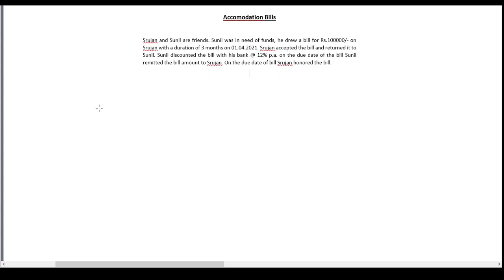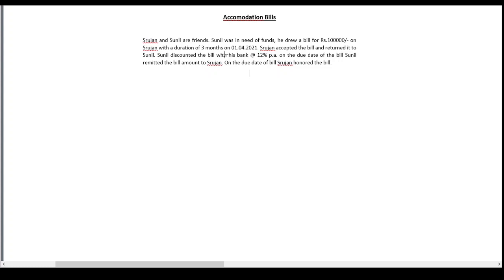goods on credit. But in the case of an accommodation bill, it is generally for providing financial assistance to the other party that the parties may draw bills of exchange. We'll learn how to deal with accommodation bills in accounting through a simple illustration.